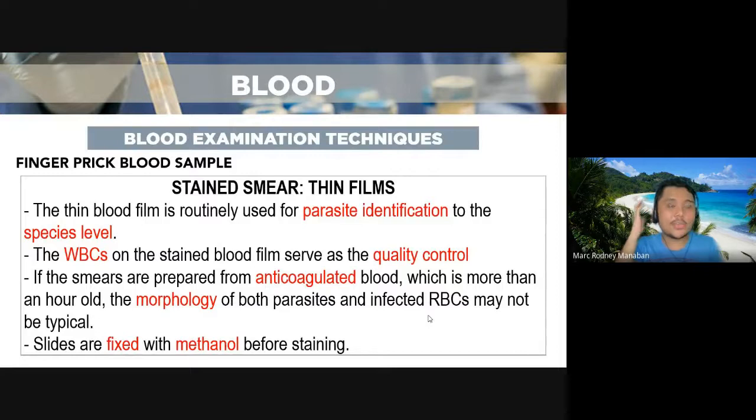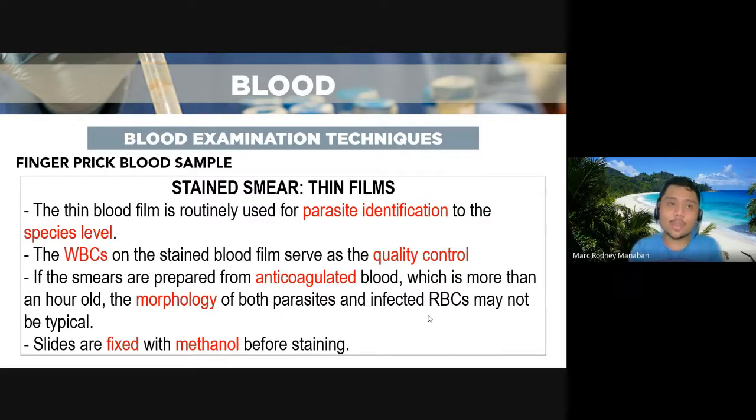Now, for the preparation of your thin films, same with hematology, you can use anticoagulated blood. But the disadvantage is, if you do not prepare your smears immediately, the anticoagulant may affect your parasites. It may distort your parasites and even the infected RBCs that are found in your sample. And usually that's what we use for infected RBCs. The appearance of the infected RBCs can also help us identify which parasite affected the patient, especially with the Plasmodium species. So we'll discuss that when we go to malaria, okay?